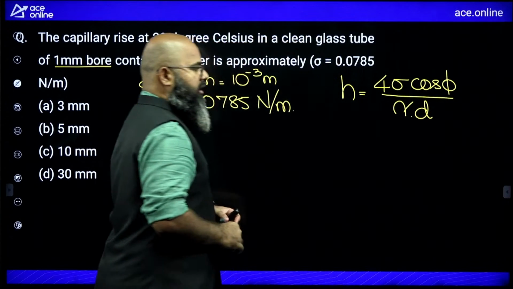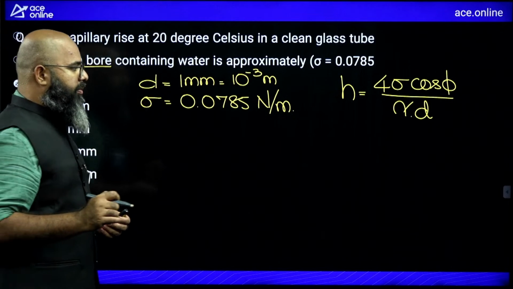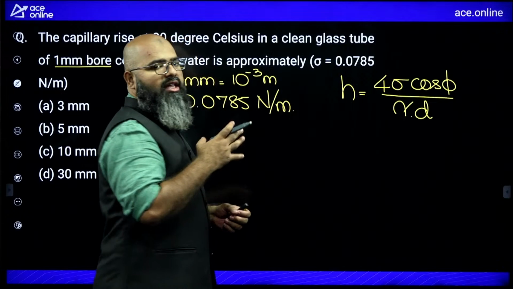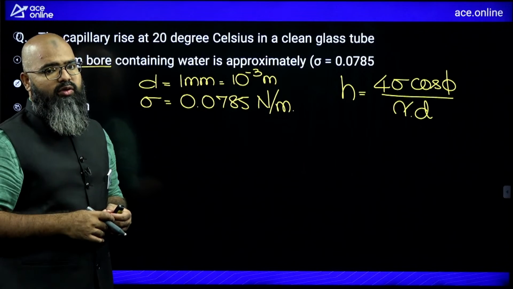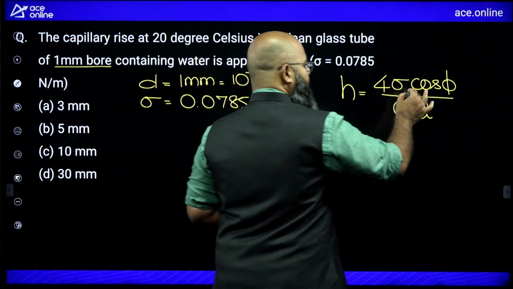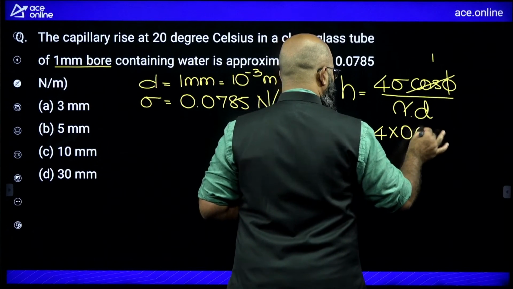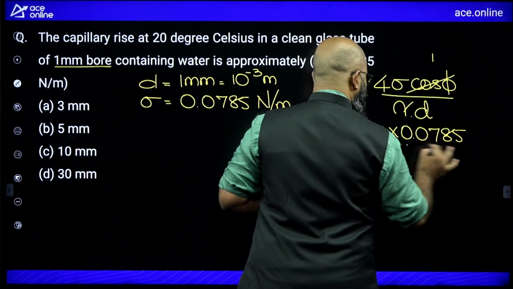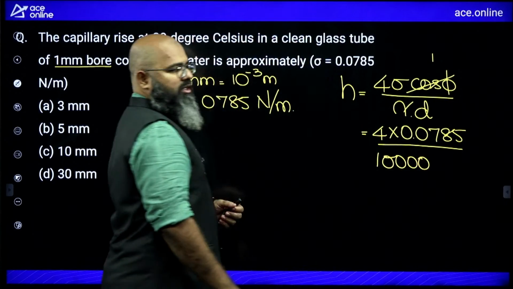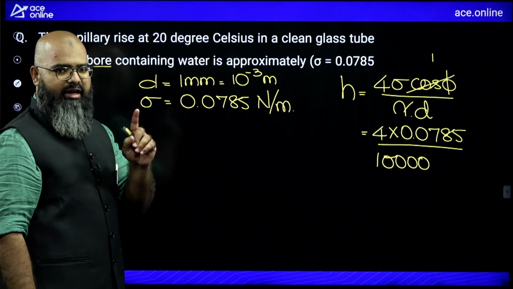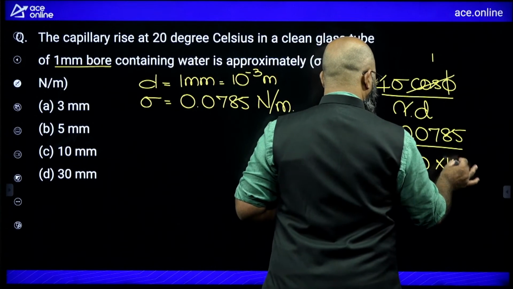D. Now since we don't have a calculator, what we'll do? We'll make small assumptions over here. Now first of all, he has not given you anything regarding phi, so in the case of water and glass tube, you can take phi equal to 0 degrees, so therefore cos phi will be equal to 1. So this is going to be equal to 4 into 0.0785 divided by gamma, which I am going to assume is 10,000. Strictly speaking, it is 9,810. But I'm assuming this as 10,000. Diameter over here is equal to 10 power minus 3.